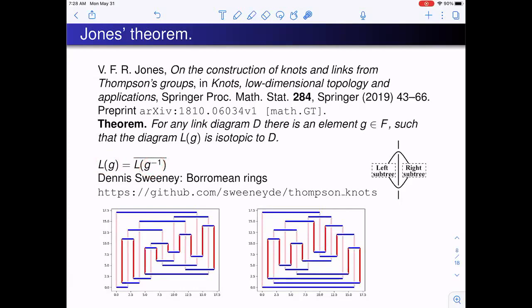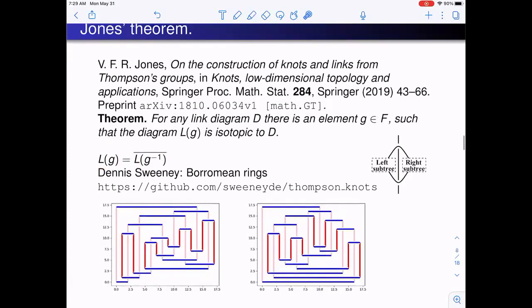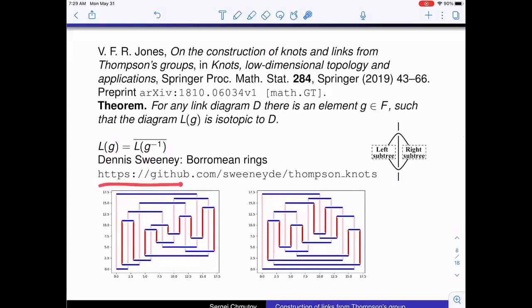Last summer I had a group of students who worked with the Thompson group, and they wrote some programs, which are available. Dennis Sweeney was one of them. And this is a diagram obtained by those computer programs for the Borromean rings. So this is the Borromean rings here, and he found several of the diagrams.